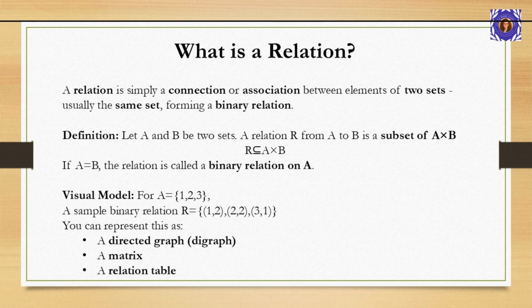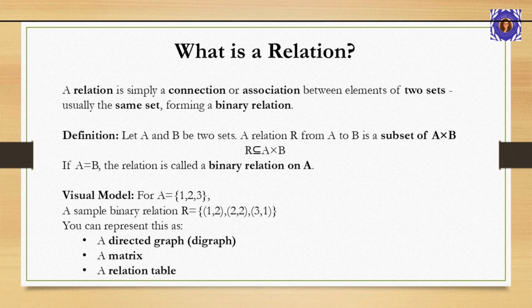When we say John is the brother of Mary, or 5 is less than 8, or Delhi is the capital of India, we are describing relationships between pairs of objects. In mathematics, we formalize these intuitive ideas into what we call relations. So, a relation is simply a connection or association between elements of two sets.